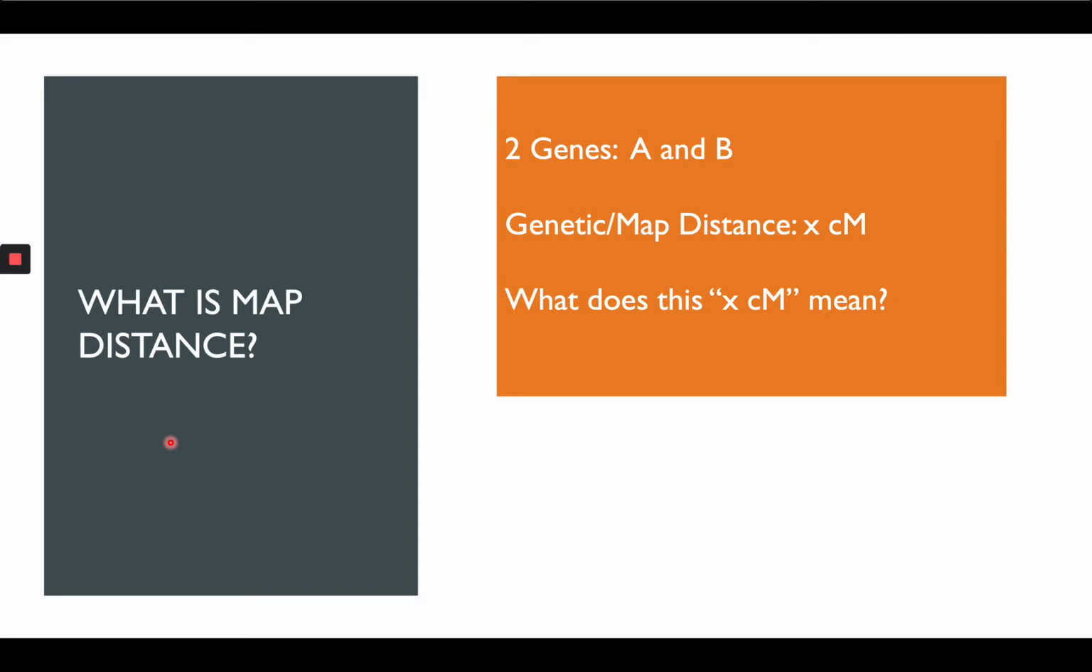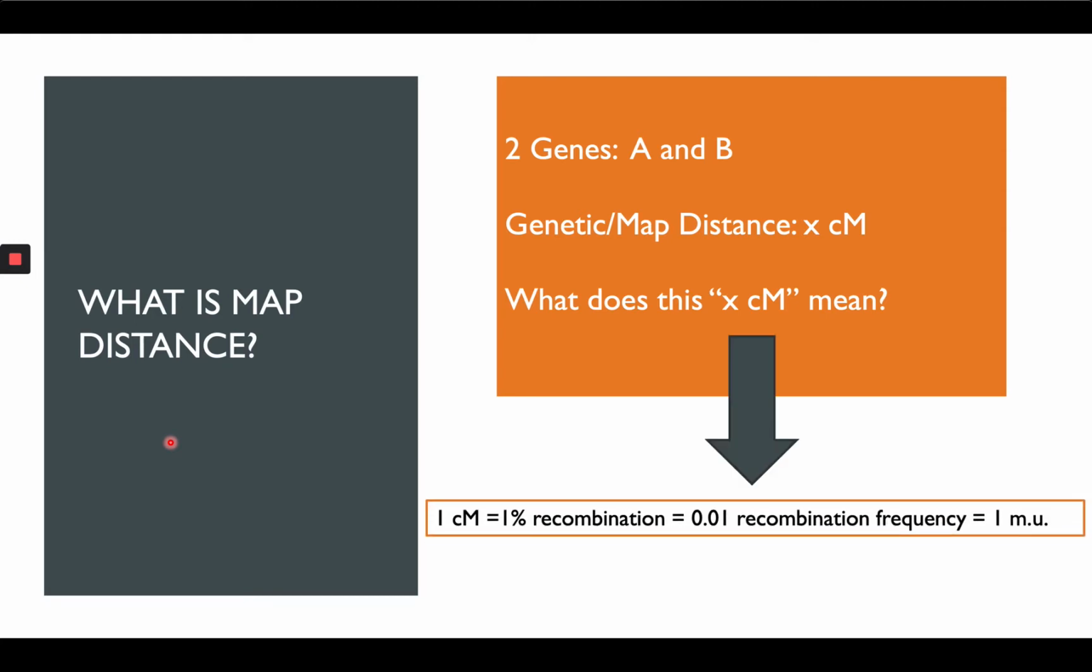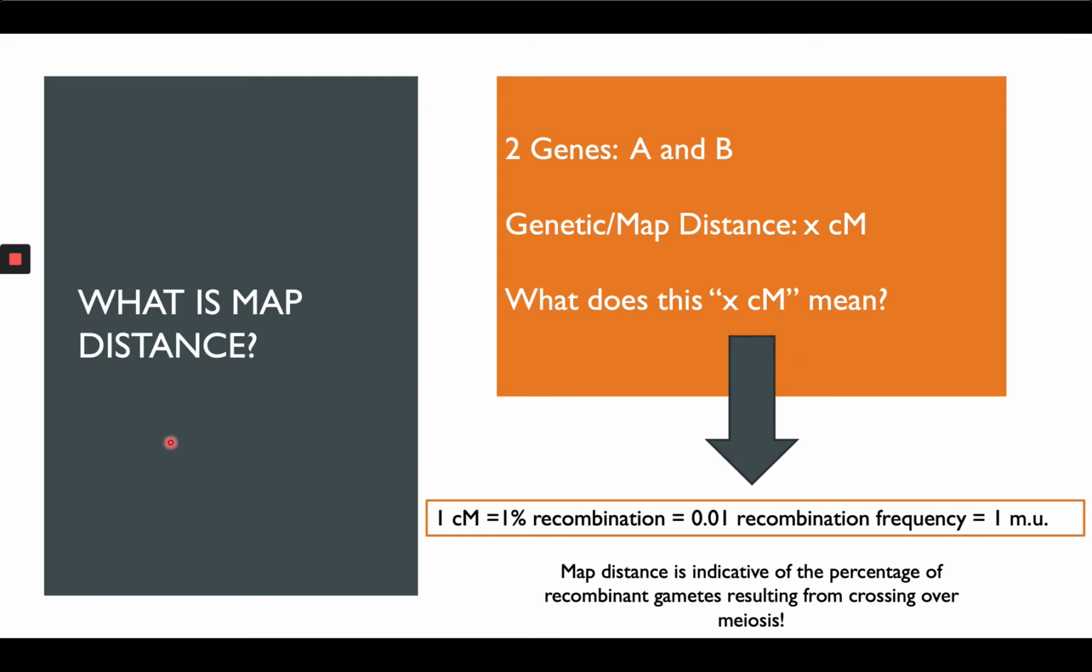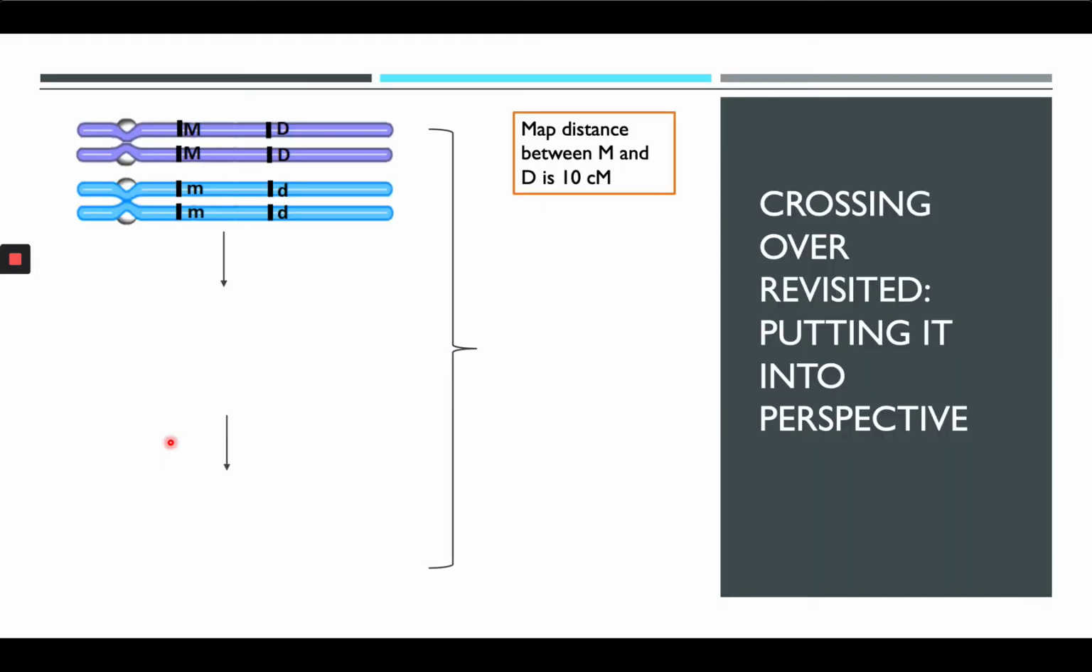Map distance and genetic distance are interchangeable terms, but what do they signify? The map distance between two genes is calculated from their recombination frequency, and this distance is measured in either centimorgans or map units. Centimorgans and map units are synonymous, so be ready to see either one of these on your exam or your homework. This distance is actually equal to percent recombination, which means that our value for the map distance between two genes is indicative of the percentage of recombinant gametes that you get from crossing over between the two genes. Let's visualize what this means in terms of crossing over between homologous chromosomes.